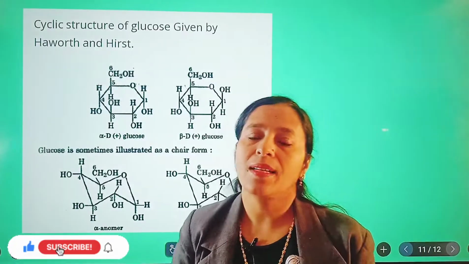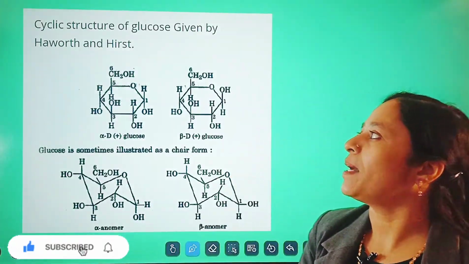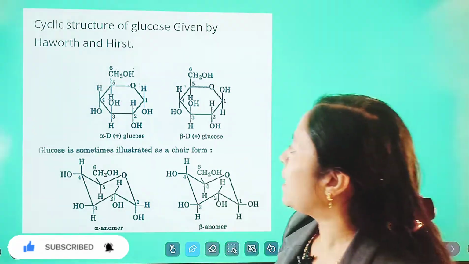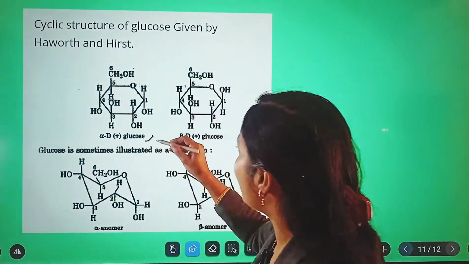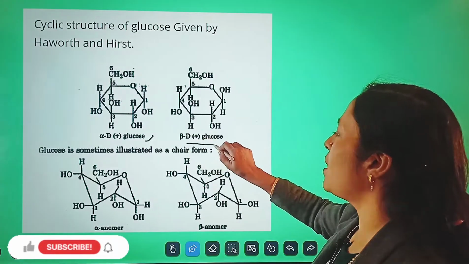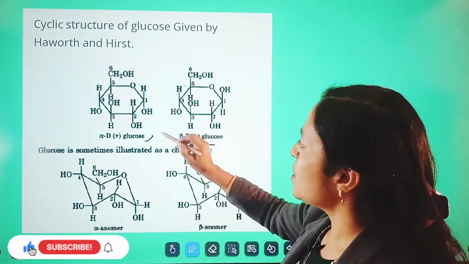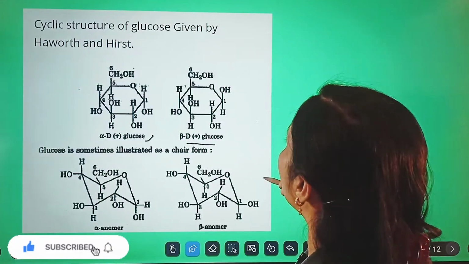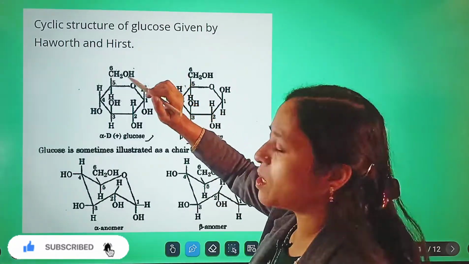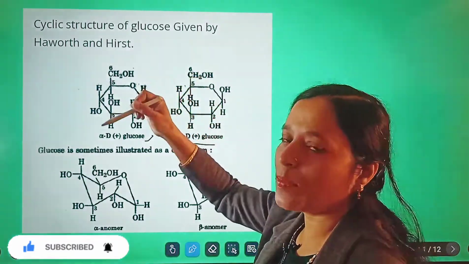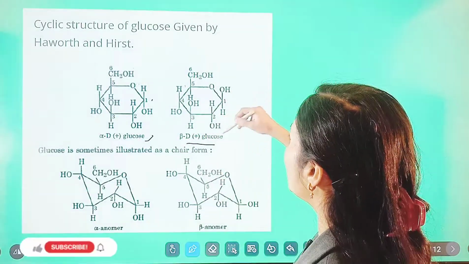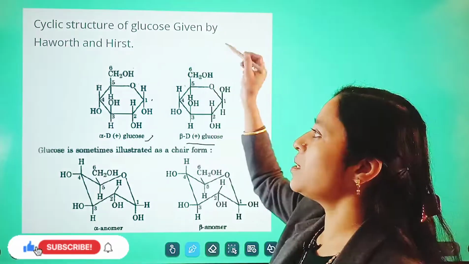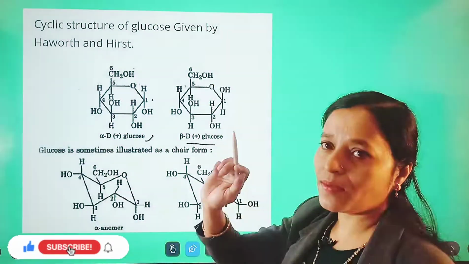If you look at the cyclic structure of glucose given by Haworth, we can see that this is the structure of alpha D-glucose, in which the difference between alpha and beta D-glucose is just the OH group. You can see that at the carbon 1 position the OH is pointing downwards, whereas in the case of beta D-glucose, the OH group is pointing upwards. So this is the difference between the cyclic structures of glucose.